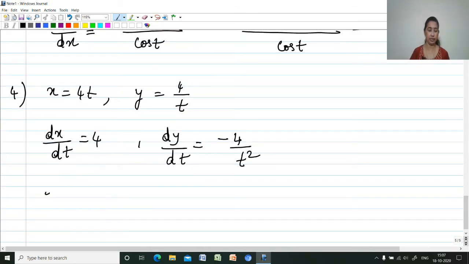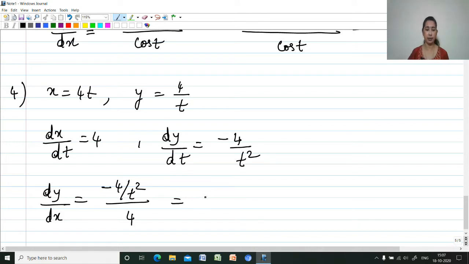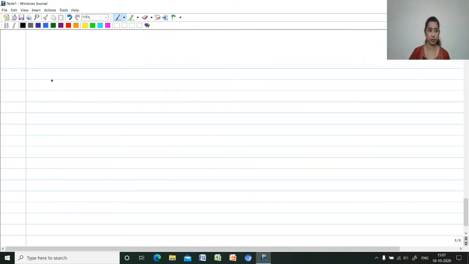So what is dy by dx? dy by dx equal to dy by dt is minus 4 by t square by dx by dt is 4, and the answer is minus 1 by t square. 4 in the numerator and denominator, 4 getting cancelled. Next one, question number 5.